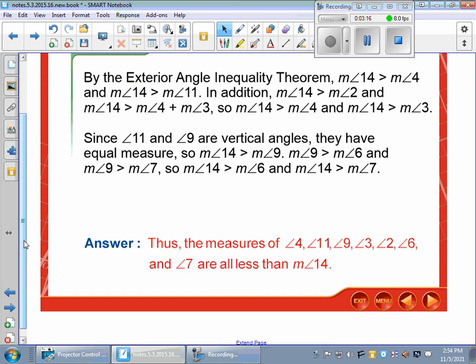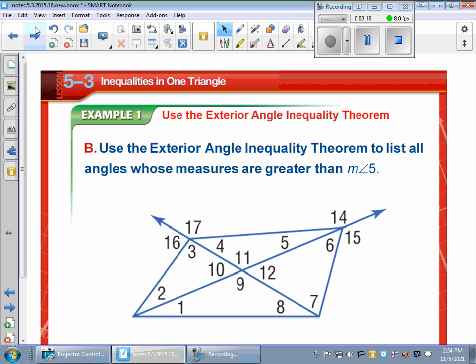Again, read through that on your own and try one on your own. This was all the angles that are less than 14. Now we're going to use the same concept, but in reverse. What are all the measures that are greater than angle 5? So here is angle 5. If that's angle 5, you want to take a look and see what angles are bigger than 5. So you have to kind of go in reverse.